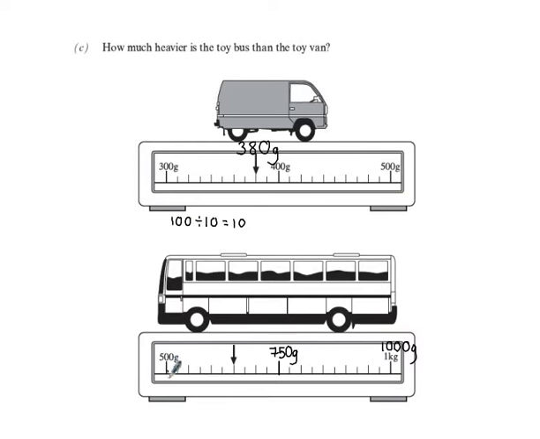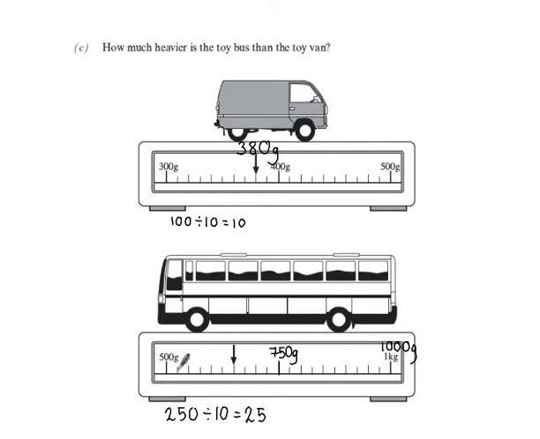Now, if we count 1, 2, 3, 4, 5, 6, 7, 8, 9, 10. So between 500 and 750, we have 10 little spaces. So we know the space between 500 and 750 is 250. And if we divide it by 10, it's telling us our scale is going up in 25s. So you can check if you want to.